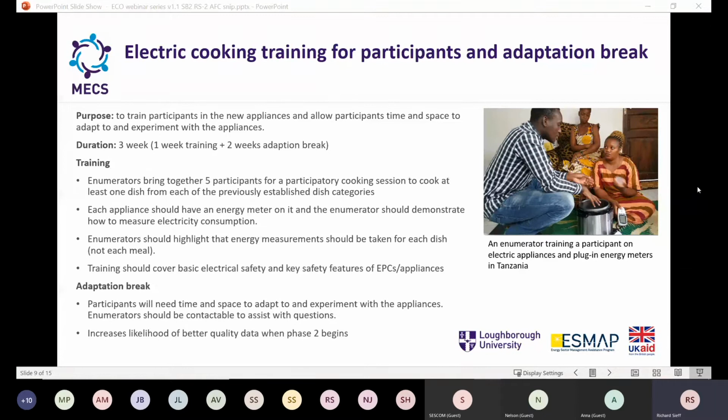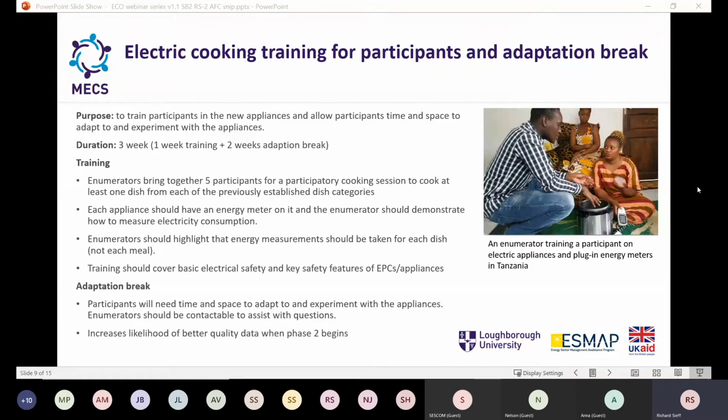So that's all about what's happening during the intensive cooking diary studies, such as the baseline. Now back to the phases. After baseline and before the transition cooking diary with the electric cooking appliances, participants must be trained in how to use the e-cooking devices and given time and space to adapt to them and to experiment with them. This should be a practical training. Participants should be able to see common dishes being cooked in the appliances, to taste them, and also to have a go themselves. At the same time, they can be trained in how to measure electricity consumption. Basic electrical safety and safety features of the device should also be carefully explained.